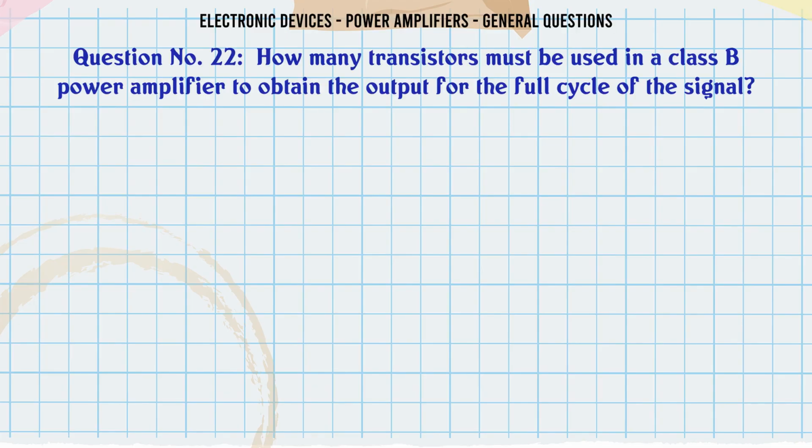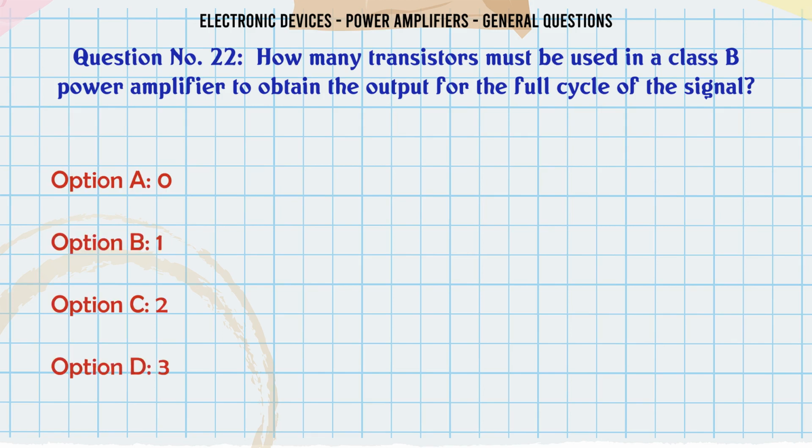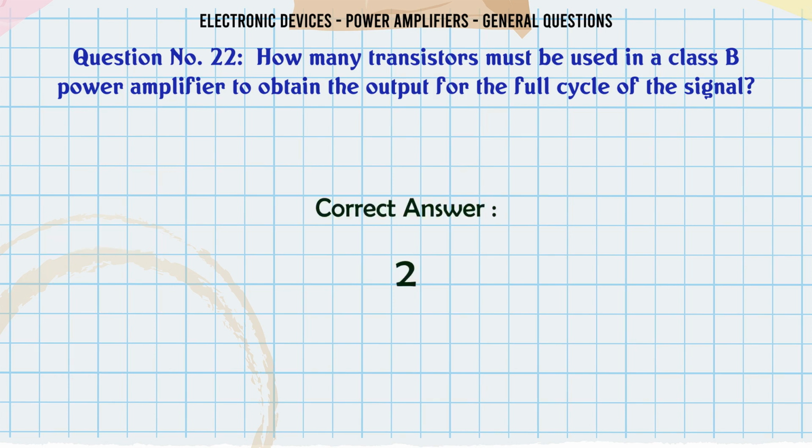How many transistors must be used in a Class B power amplifier to obtain the output for the full cycle of the signal? A: 0, B: 1, C: 2, D: 3. The correct answer is 2.